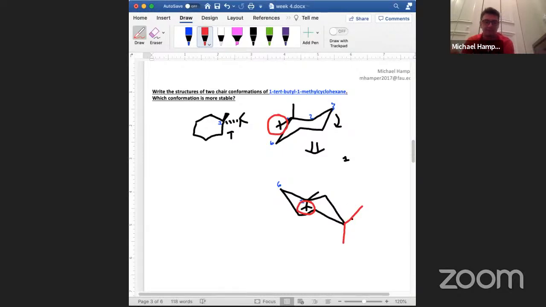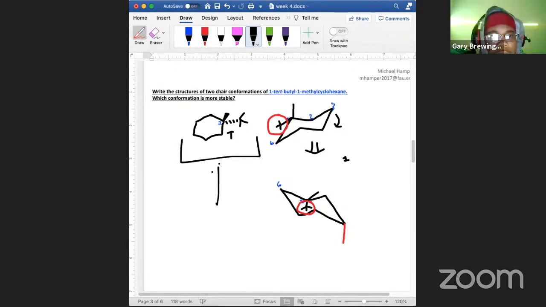I had a question. Yeah, go for it. Is this molecule considered a trans, because one's axial and one's equatorial? Yeah, so not even that, but look at this. Your two substituents, are they pointing in the same direction? Are they both wedged or are they both dashed? No.